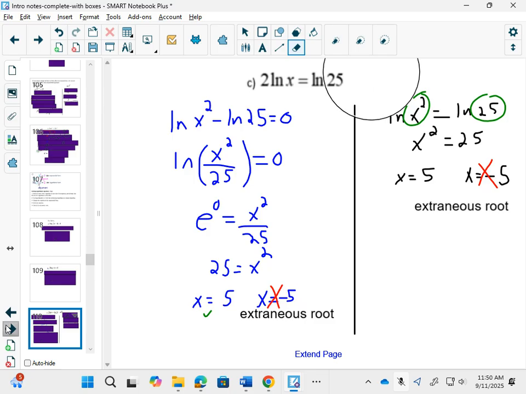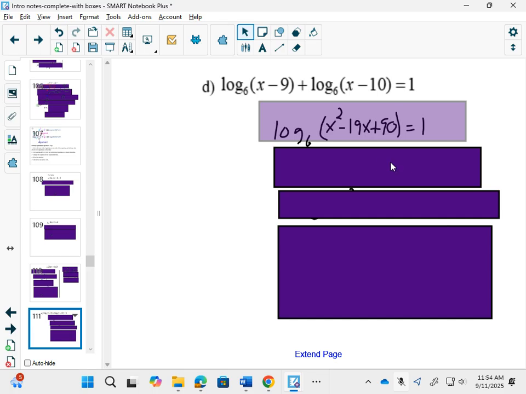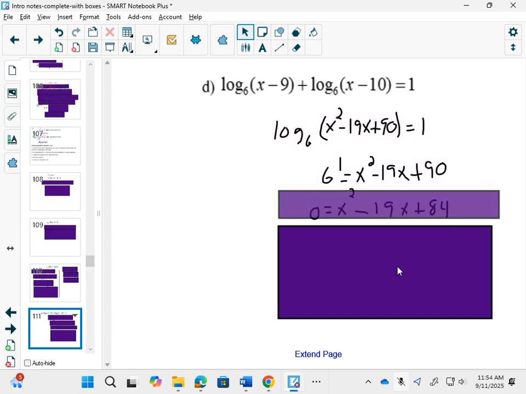I really like that shortcut, but you have to realize that when you're doing things like that, they don't always work. So it's good to have the regular method as well available. Okay, I'd like you to try D and E. Put up the answer to this first one, see how you did.